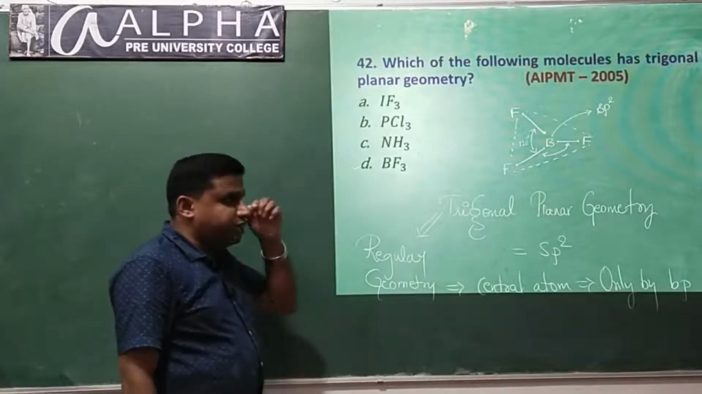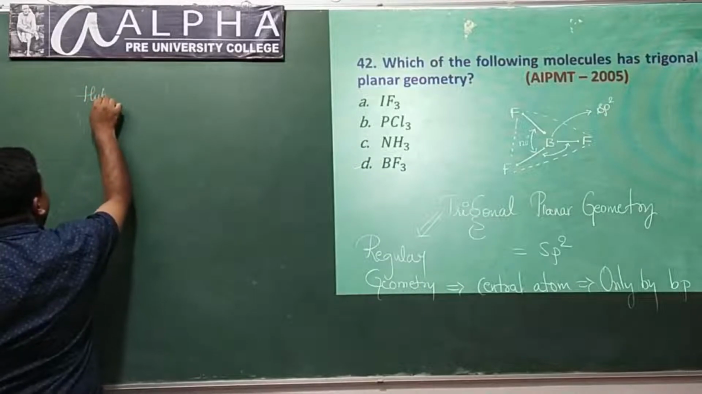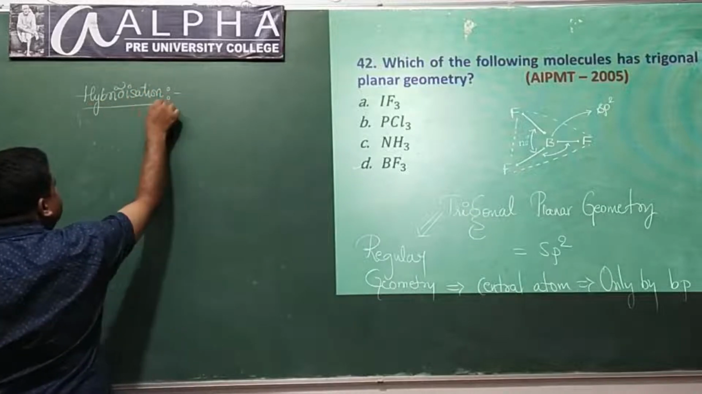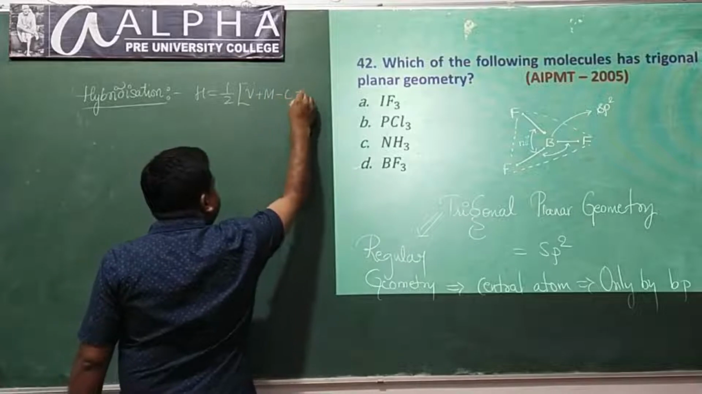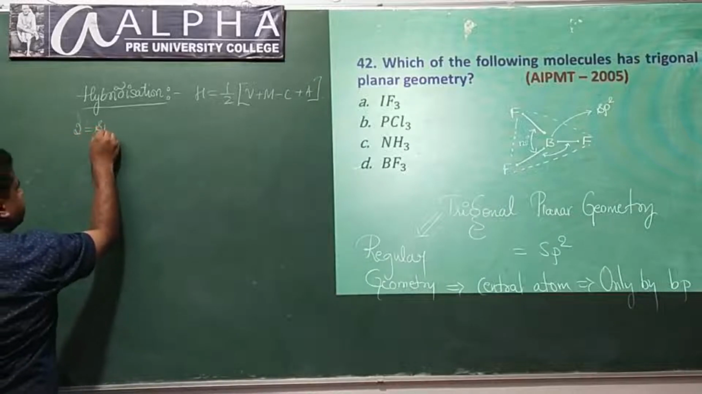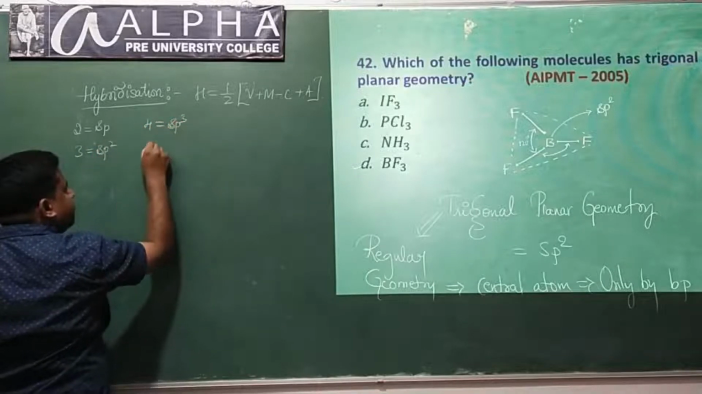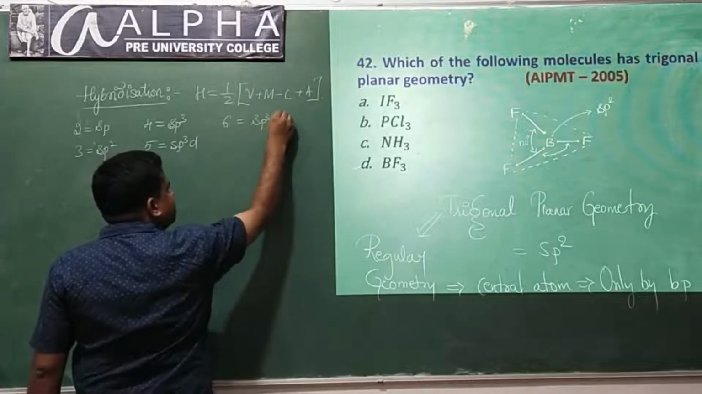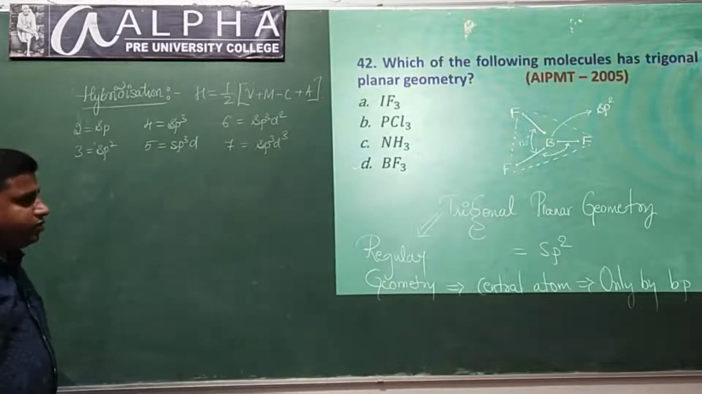Even if you calculate hybridization, didn't I tell you how to calculate hybridization? What is the formula that you will use? Hybridization, H is equal to half of V plus M minus C plus A, isn't it? If you get the value 2, it is sp; 3, sp2; 4, sp3; 5, sp3d; 6, sp3d2; 7, sp3d3.